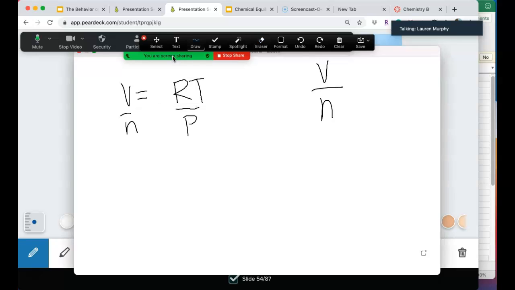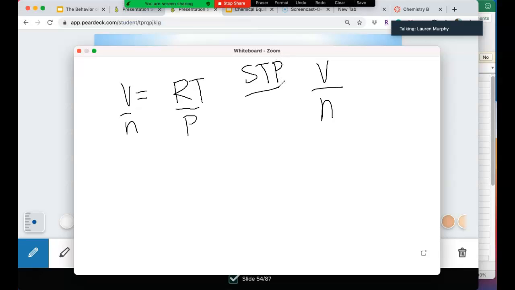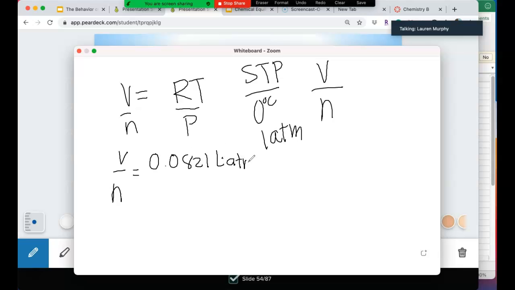Well, his concept is true at STP. And STP is a set of conditions that are always the same. It is 0 Celsius and 1 atmosphere. So you need to remember that. STP means 0 Celsius and 1 atmosphere. So the R constant I'm going to use is the one for atmospheres. The one for atmospheres is 0.0821 liter times atmospheres over mole times Kelvin. There's my R constant.